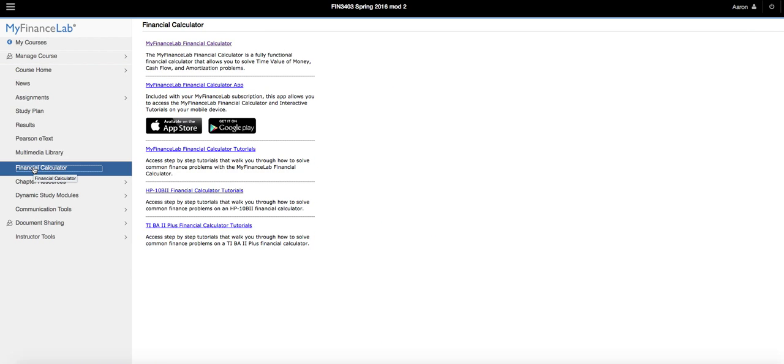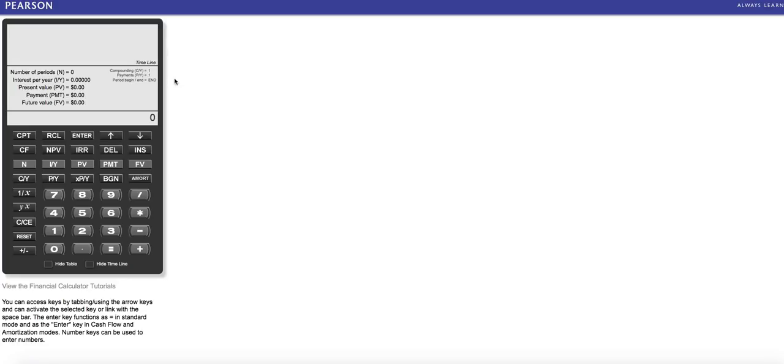So this is a way that you could access the calculator outside of an actual problem that you're working. Notice that there are some tutorials for both the BA2 Plus calculator as well as an HP 10B calculator. You also have an ability to download the financial app on your smartphone. But if we just simply click on the first link here, My Finance Lab Financial Calculator, it's going to bring up the same calculator that's embedded in your homework problems.